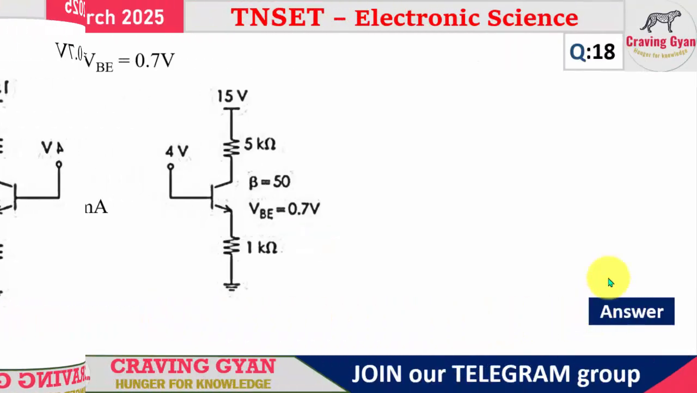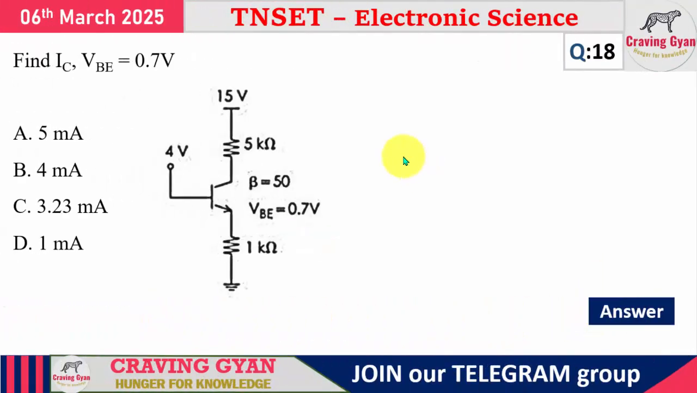In the 18th question, a little bit tricky question. What they are asking is what is the value of collector current IC and the value of the other currents. Let us try to find out. Given VB equals 0.7 volts, so I am going to take this voltage as 0.7 volts. Now, the emitter voltage will be equal to 3.3 volts.